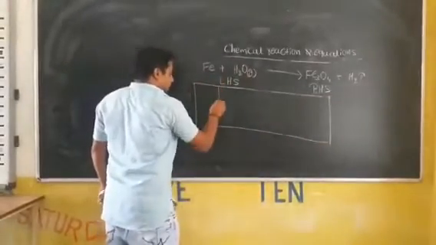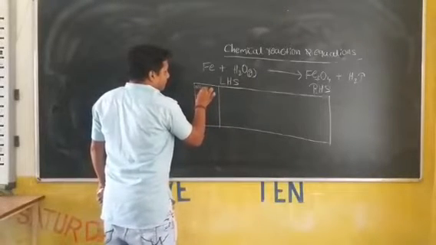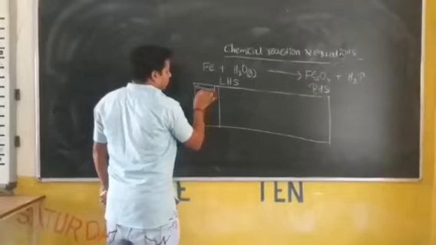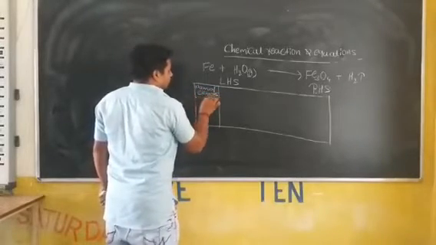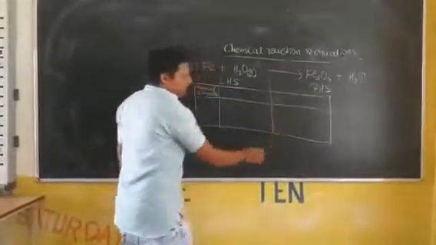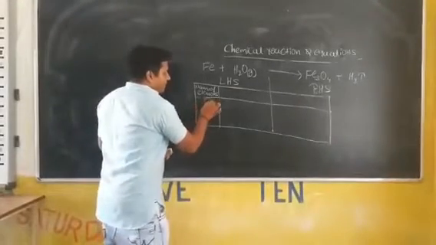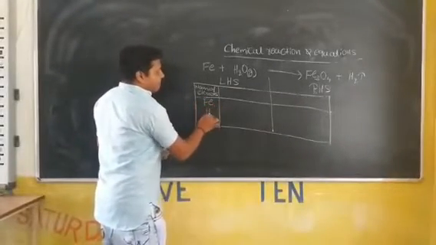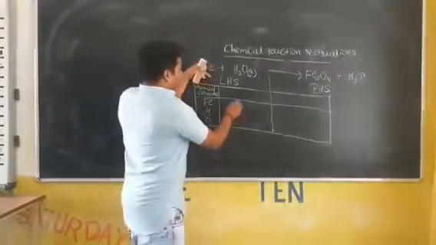Now write the name of element, or elements present. Okay. This one is LHS, that's the RHS. What are the elements that are present? Fe, H and O. So what are the numbers of Fe here?